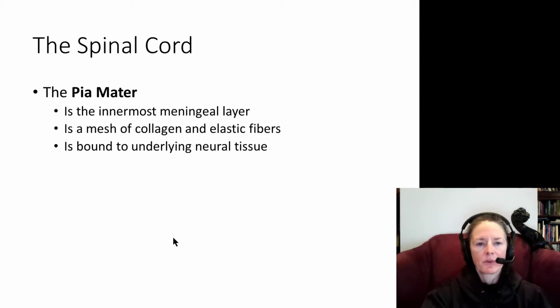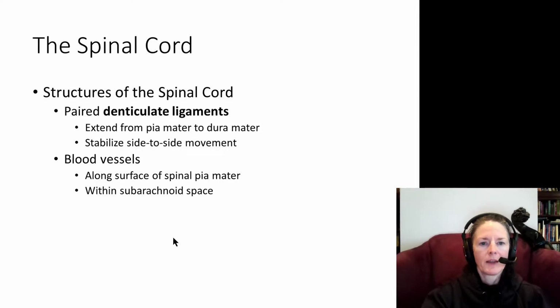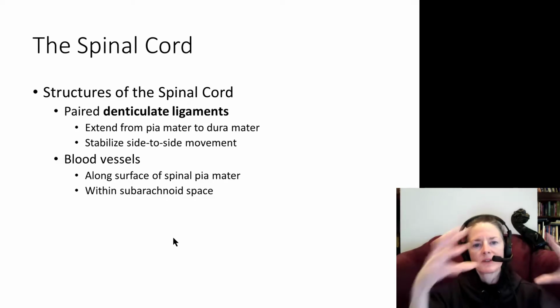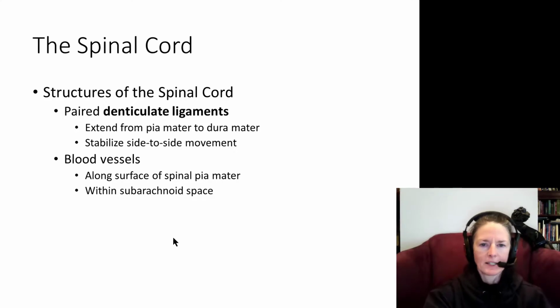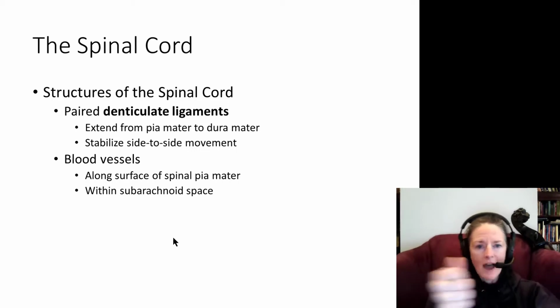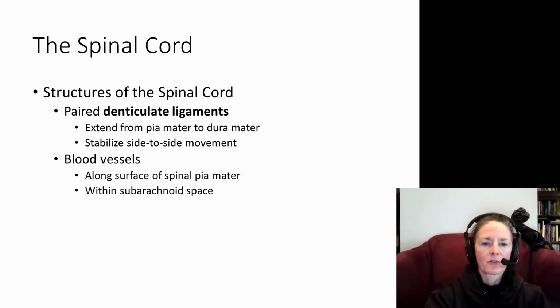All right, the pia mater, as we said, is that innermost meningeal layer, just like the brain, and it's basically collagen and elastic fibers, and it's going to be bound directly to the underlying neural tissue. All right, we have some special structures within the spinal cord that we don't see within the brain. For example, we're going to see extensions of the pia mater to the dura, and these are called the denticulate ligaments. Denticulate because they look a little bit like teeth, and that's going to prevent a lot of lateral movement. And then we're going to have blood vessels running along the surface of the pia mater. And some of these will be running within the subarachnoid space.